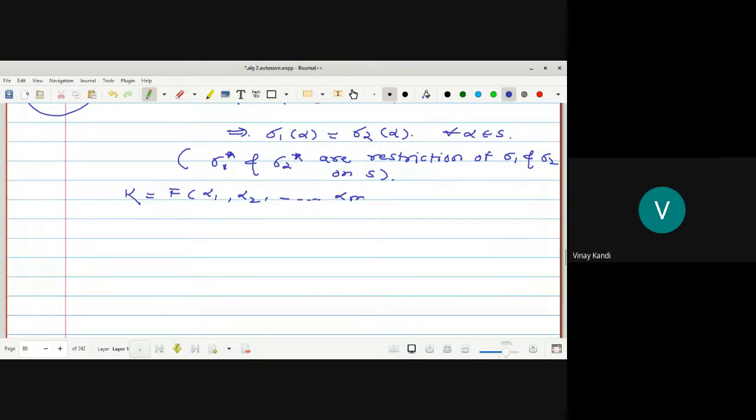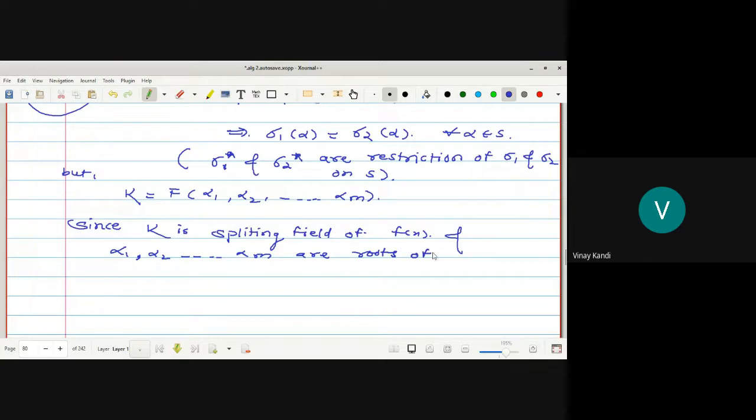So these are alpha 1 up to alpha m. K is equal to F of alpha 1, alpha 2, and so on up to alpha m. K is the splitting field of f of x belonging to F[x]. What is the reason for this step? Since K is the splitting field of f of x, and alpha 1, alpha 2, up to alpha m are the roots of f of x in K. Any doubt up to here?